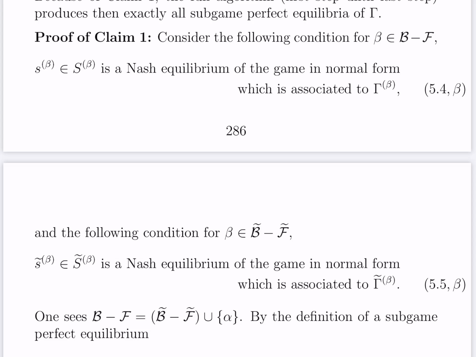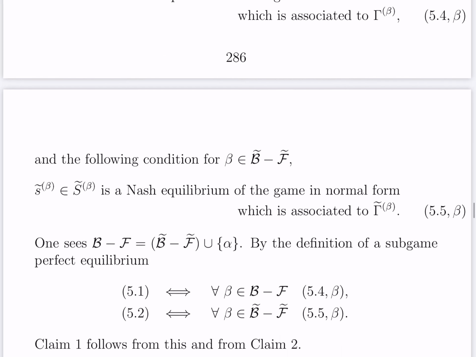And similarly, if we start with some non-final play beta for the restricted game, and look at the strategy combination for the full game, then the induced strategy combination for the subgame which starts at beta of the restricted game is a Nash equilibrium of the game in normal form which is associated to the restricted game. This is property 5 beta. So again, these are just two conditions. I don't claim that they are true or wrong, just two conditions.